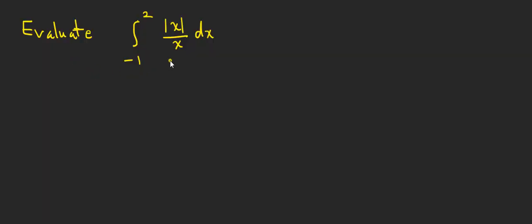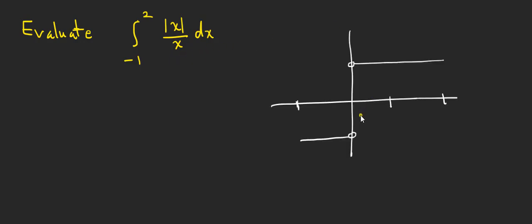Let's evaluate the integral of absolute value of x over x from negative 1 to 2. Now our f of x is absolute value of x over x. Go ahead and graph this function, see how it looks. And when you graph it, you get something like this. Notice it's undefined when x equals 0. In order for a function to be integrable, it has to be continuous within the interval. However, this is discontinuous at x equals 0. So does that mean that we cannot evaluate this?